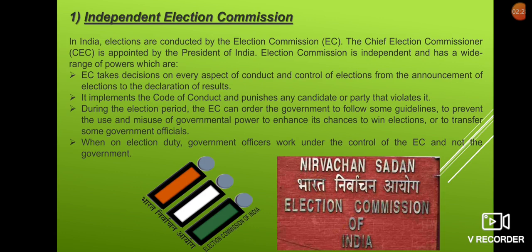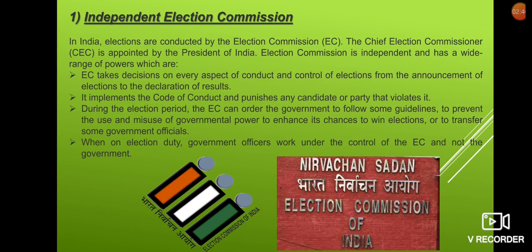The Election Commission takes decisions on every aspect of conduct and control of elections, from the announcement of elections to the declaration of results. It implements the code of conduct and punishes any candidate or party that violates it.